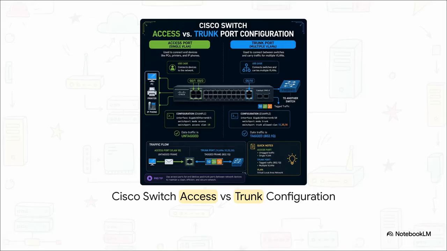When you actually configure this on hardware, the traffic flow tells the whole story. The data frames coming from a connected PC are completely untagged. Honestly, the PC has no idea what a VLAN even is. But when that data hits a trunk port to travel to another switch, the hardware injects an 802.1q tag. It's basically a little label that says, hey, this data belongs to VLAN 10 or 20 or 30. And that tag is exactly what keeps all those different data streams organized as they travel across the network backbone.